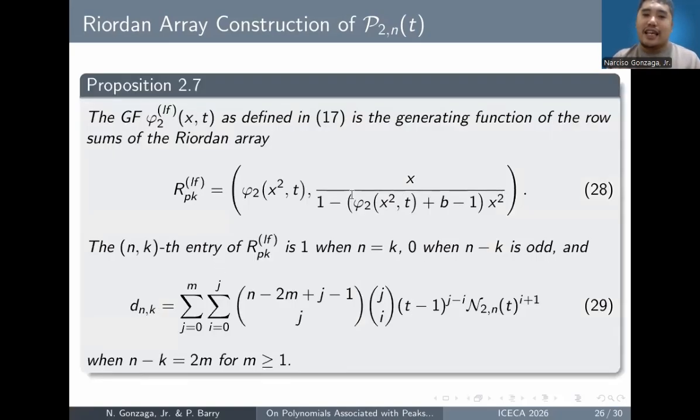We shall describe the entries of this Riordan array. The main diagonal is all ones, while whenever n minus k is odd, the n,k entry automatically becomes 0. And if n minus k is a positive even number, then its n,k entry is in equation 29. In fact, our Riordan array is an example of a checkerboard array, a member of the checkerboard subgroup.